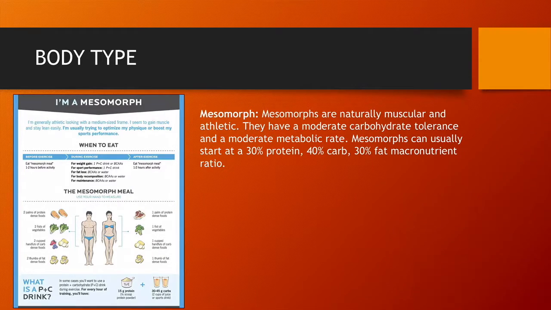And finally, a mesomorph is someone who's quite athletic looking, medium-sized frame, and seems to gain muscle and stay lean very easily. So they put on muscle very easily, but they also don't put on a lot of body fat in conjunction with that. You're going to fall somewhere in the middle if that's you: 30% protein, 40% carbs, and 30% for your fats. So that's how you're going to set it in MyFitnessPal.